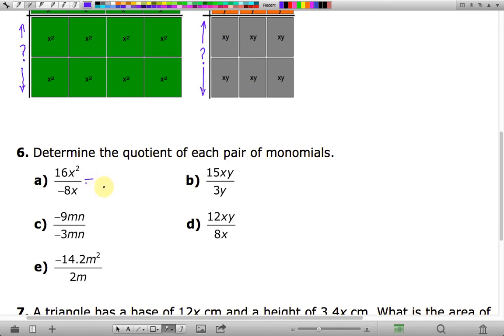16x squared divided by a negative 8x can simply be done by doing 16 divided by a negative 8, which is negative 2, and x squared divided by x, which is just x. And then in part B, we've got 15 divided by 3, which is 5, and xy divided by y, which leaves us with just x.